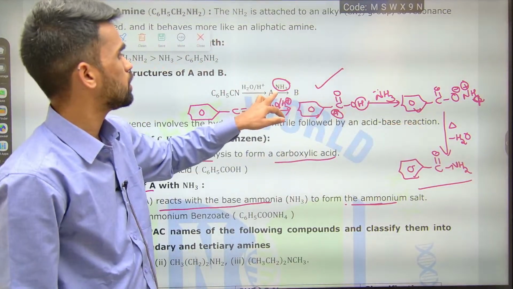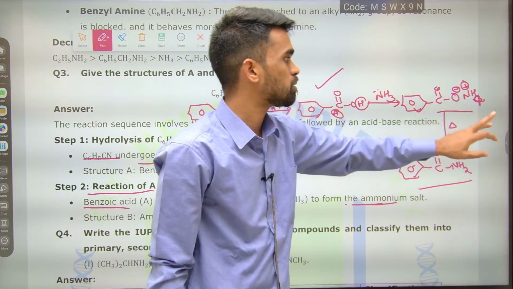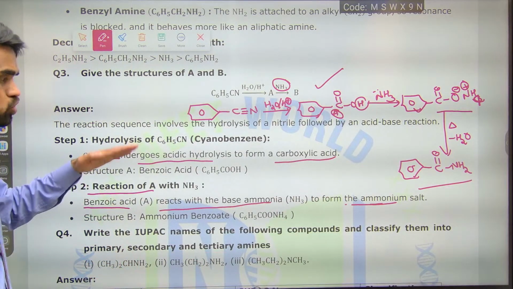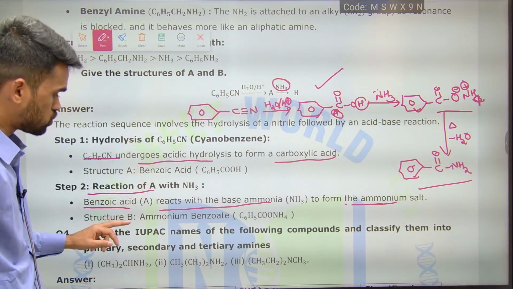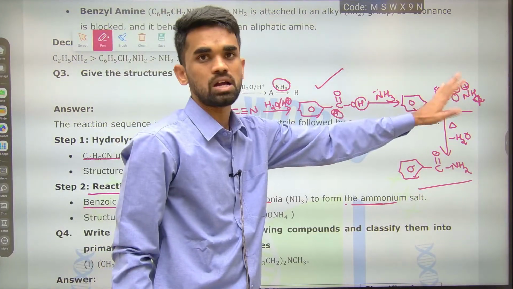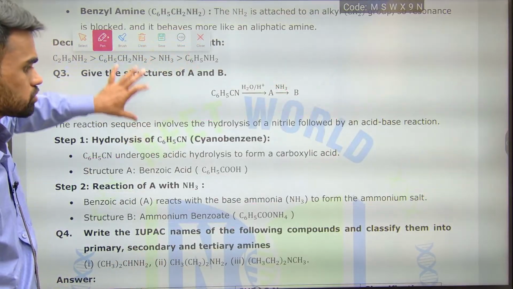But if no heating condition is mentioned, you just leave it at the salt formation, the ammonium salt. As per the question, there is no heating condition, so you just mention up to ammonium benzoate, up to formation of the salt. That's it. Let's move forward with the next question.